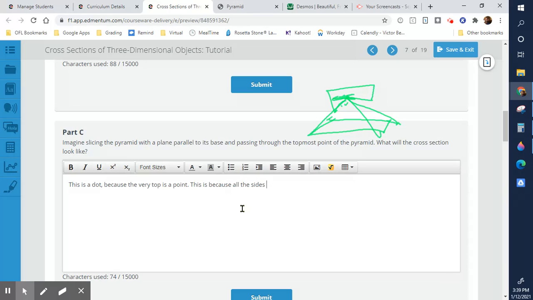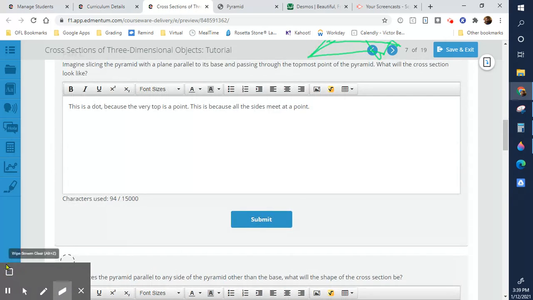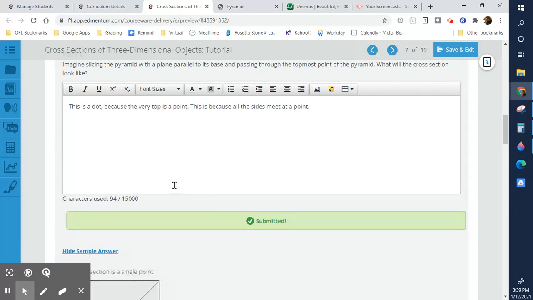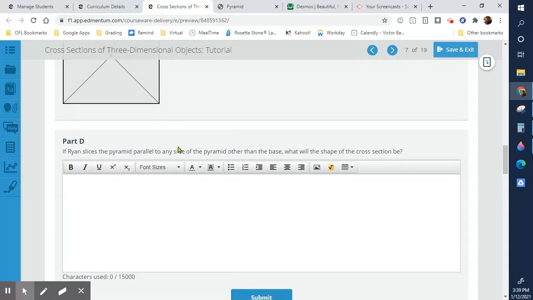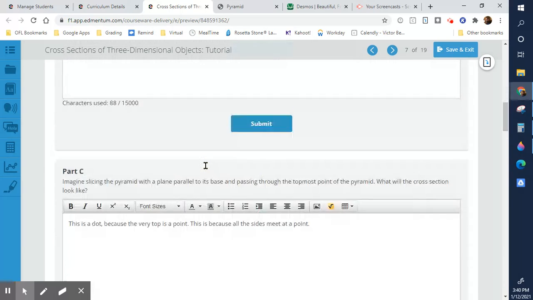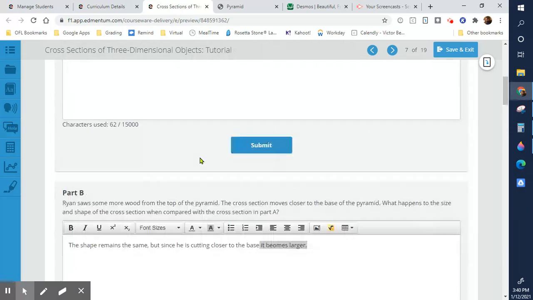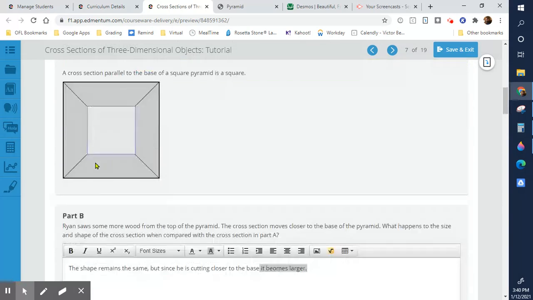And honestly, you don't even have to write that. I'm just writing it because I feel like you have to write something else. You can always compare your answer to the answer Edmentum gives you afterwards, and you can kind of judge it from there. So they're saying the cross section is a single point. I gave it more reason, so I'm just putting more thought into this, I guess. And let me submit the other ones so we can kind of discuss those as well. So this, it is a square. As it gets closer, we see that it is a larger square.